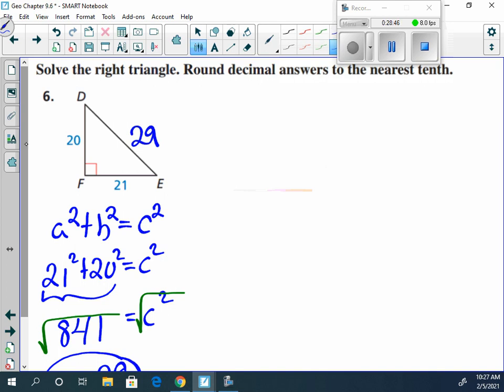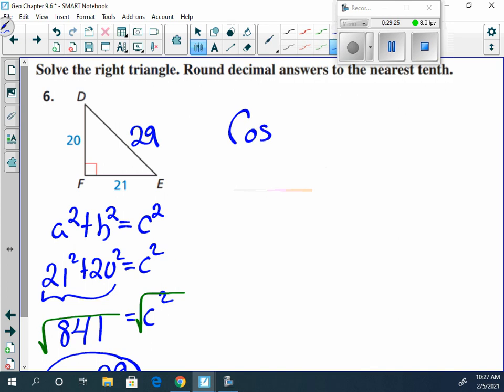So could I use sine of angle D? Do we have the opposite and the hypotenuse? How about cosine? Do we have adjacent and the hypotenuse? Well, yes. How about tangent? We have all three side lengths, yes? So we could find angle D or angle E using sine, cosine, or tangent. We just have to pick our poison. So what do we want to do? Cosine. Let's use cosine this time.